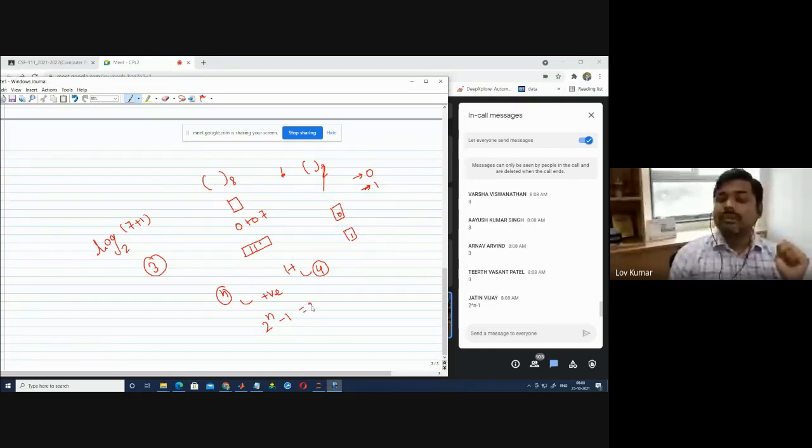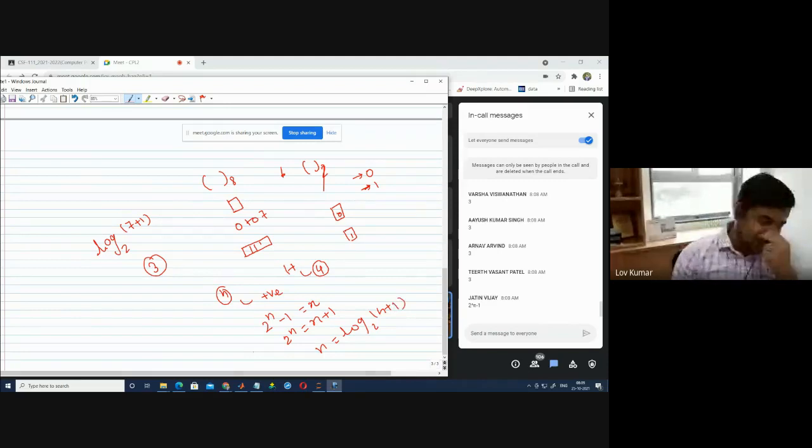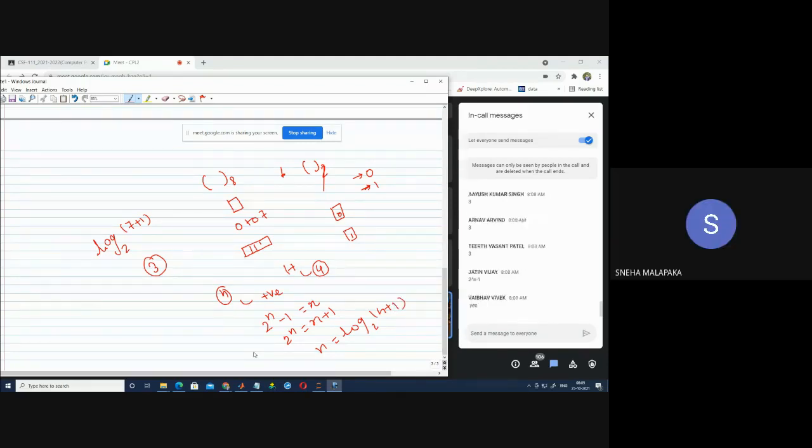Now I assume that the maximum number equals x. What is the value of n? Can we write 2 to the power n equals x plus 1? Can we write n equals log base 2 of x plus 1? Yes, sir, it's a simple procedure.